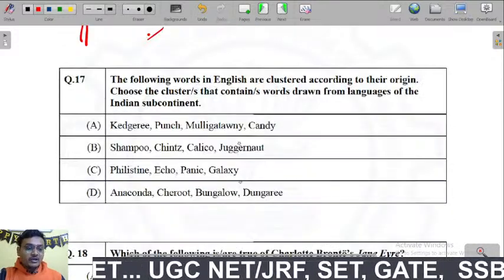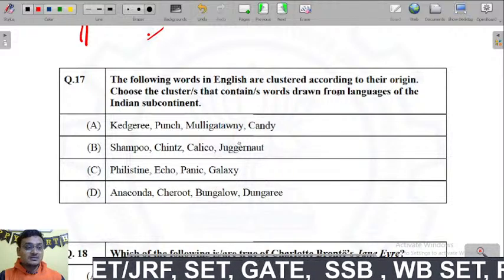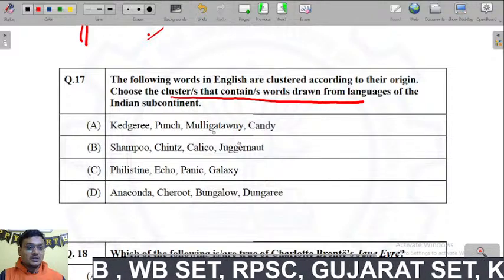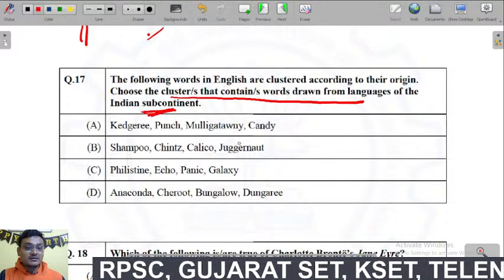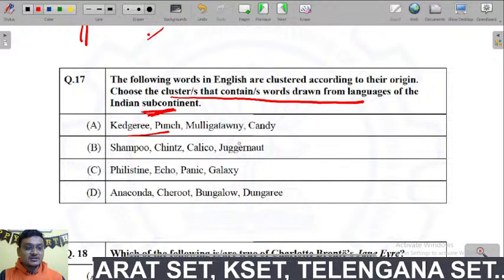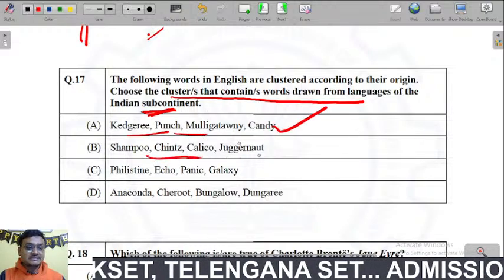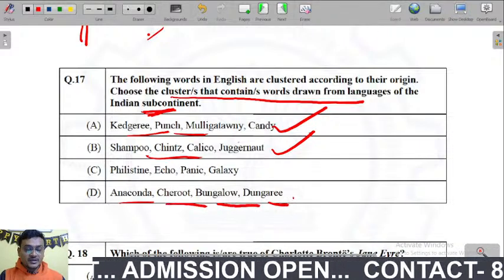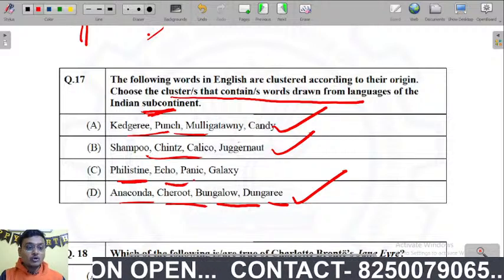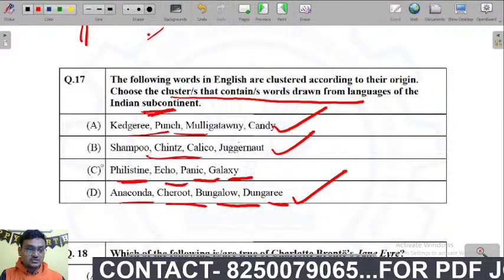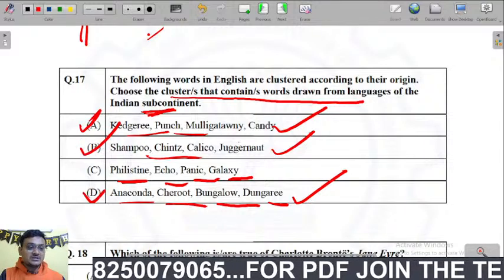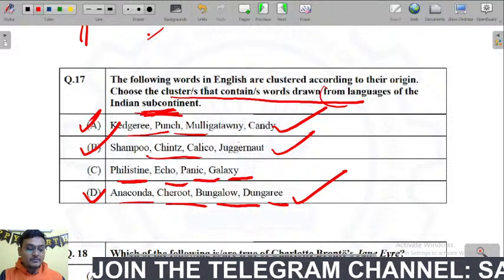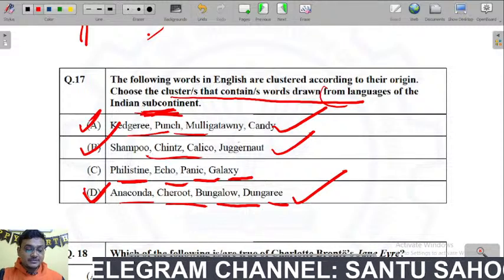Chalo. The following words in English are clustered according to their origin. Choose the cluster that contains words drawn from the languages of the Indian subcontinent. This is also shampoo, Chinese, calico, juggernaut, anaconda, cheroot, Bangalore, dungri, whereas Philistine, echo, panic, galaxy, these are not. So here A, B and D are drawn from the languages of the Indian subcontinent. Question 17, A, B, sorry, A, B, D, exactly A, B, D. Chalo.